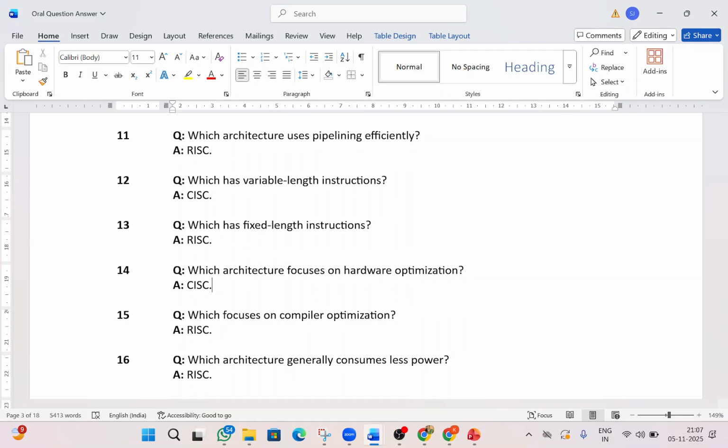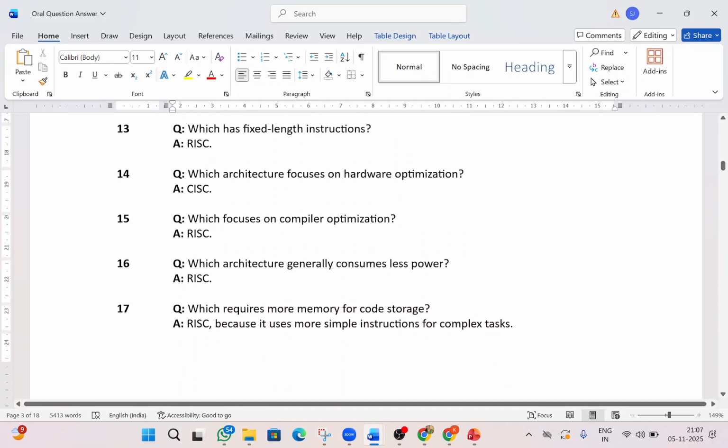Next question: which focuses on compiler optimization? The answer is RISC. In RISC, the compiler's job is to break complex operations into simple ones. So software plays a big role in efficiency.